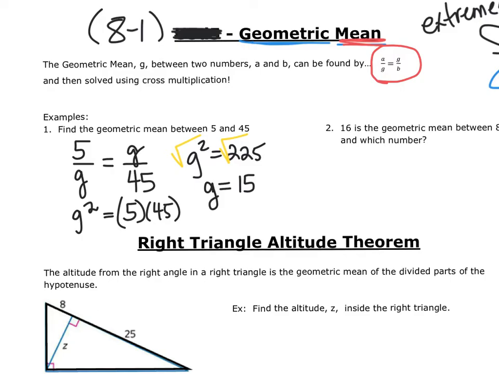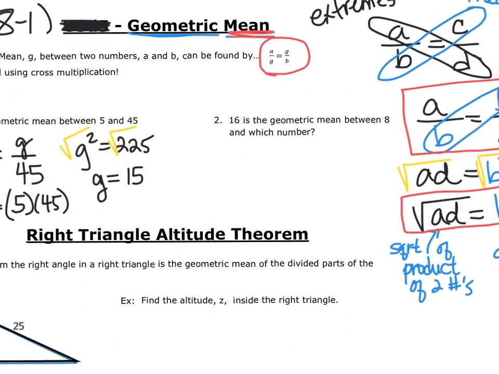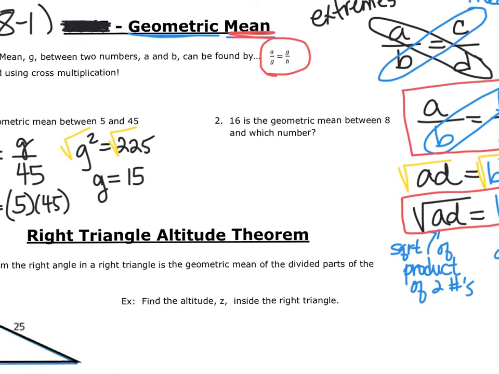All right, let's look at this other example. 16 is the geometric mean between 8 and which number? So this is what I was talking about. I'm giving you the geometric mean, and you have to find the other number. So we set up our proportion and write 16 in the means places, and we have it between 8 and a number. So we have to solve for that number.